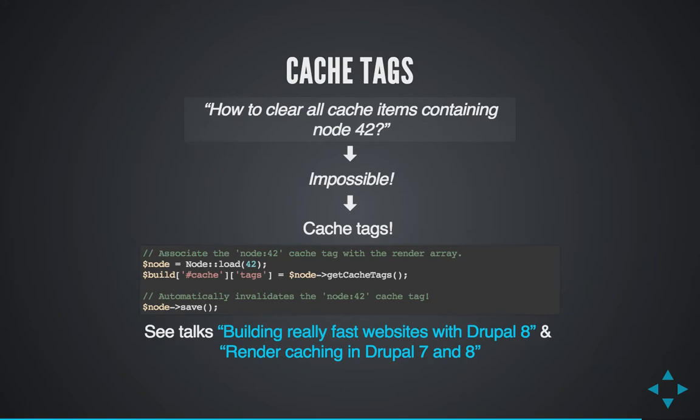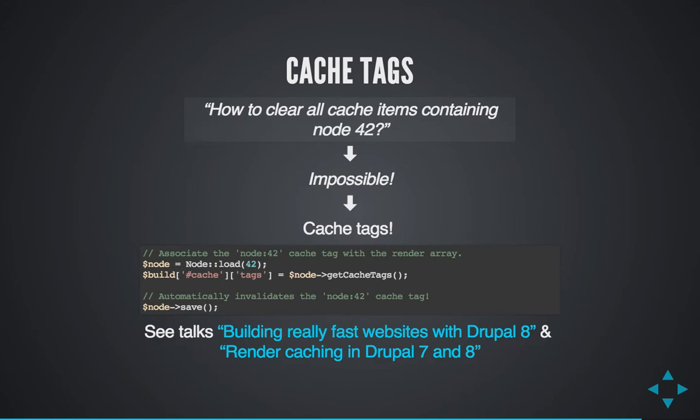Because in Drupal 7 you had only two options: either invalidate not enough things, because you cannot possibly figure out which cache items contain something from a certain node, or invalidate everything, clear the entire cache, but then you're throwing away so many things that aren't affected by the one thing that has changed. So cache tags are the solution to that, and I have a very short code example below.